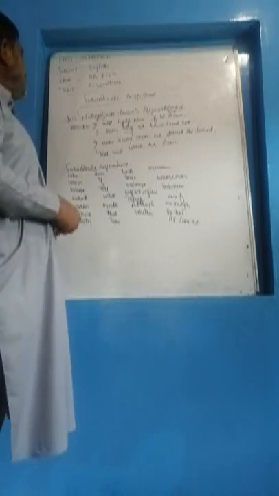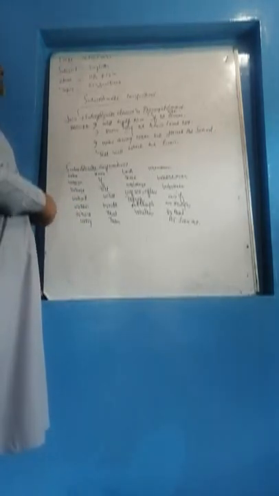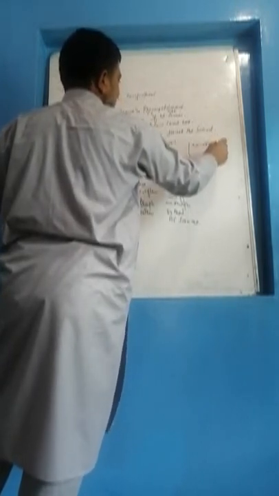Students, let us continue our topic, that is conjunctions. And today, as we have already discussed two types of conjunctions, that is coordinate conjunctions and correlative conjunctions.